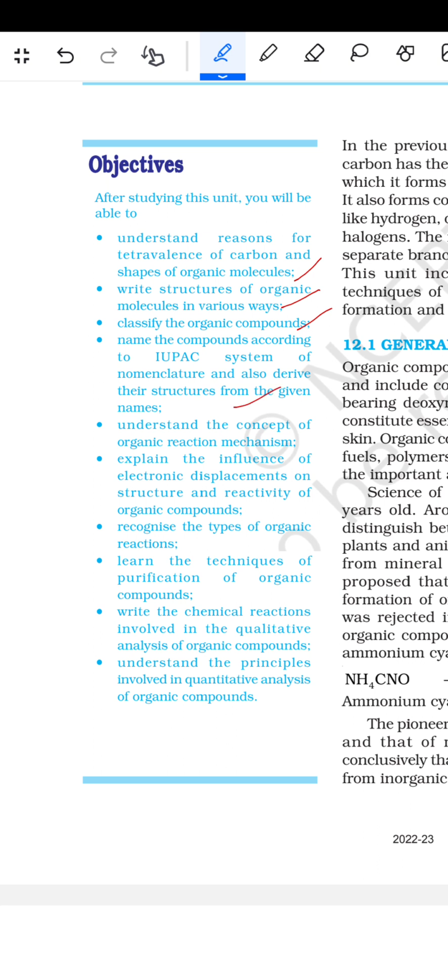Understand the concept of organic reaction mechanism. Explain the influence of electronic displacement on the structure and reactivity of organic compounds. Recognize the type of organic reaction. Learn the techniques of purification of organic compounds. Write the chemical reactions involved in the qualitative analysis of organic compounds. Understand the principles involved in the quantitative analysis of organic compounds.